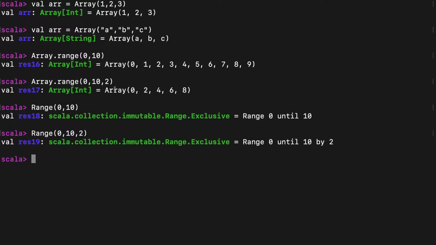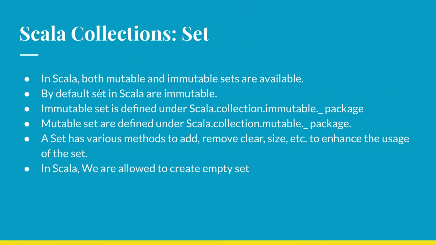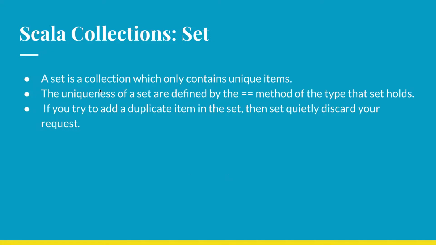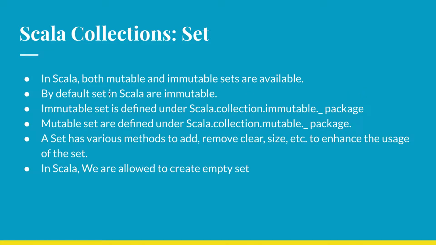Now let's move on to sets. So a set is a collection that only contains unique items. Now the uniqueness of a set is going to be defined by the equals method and the type of set it holds. If you try to add a duplicate item to the set, it will quietly discard your request. In Scala, both mutable and immutable sets are available. By default in Scala, they are immutable.